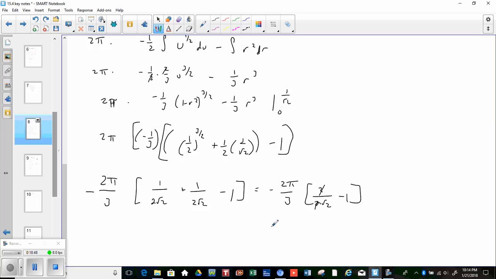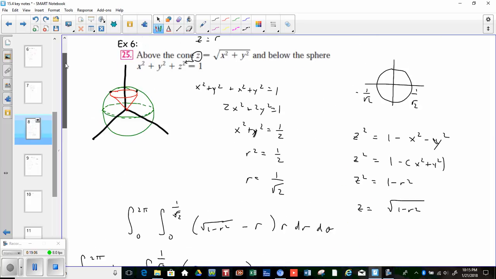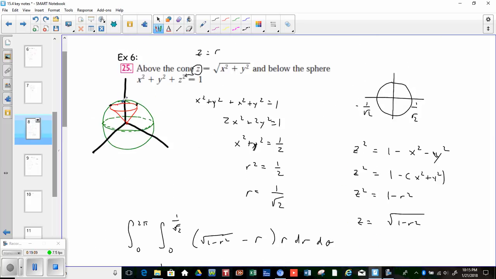So what I get is negative 2 pi thirds times 1 over root 2 minus 1. And that is the volume that lies in between the top part of that sphere and the top part of that cone that's embedded in the sphere.